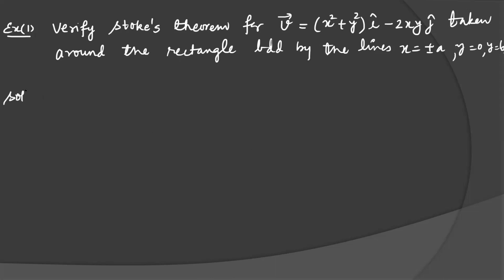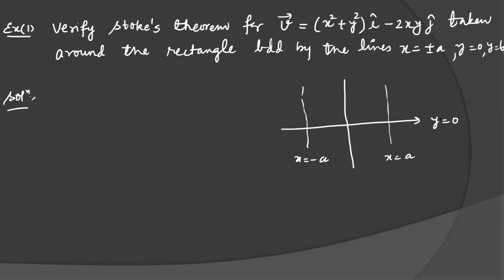Let's see the solution. If you see carefully, it is in two-dimensional actually, in xy plane. So it's a problem of Green's actually, but Stokes theorem is generalized form. Every Green's theorem problem actually can be solved by Stokes theorem because Stokes is more general. So if you see the geometry here carefully, x equal to minus a line, x equal to plus a line, y equal to 0 line, y equal to b line. This is your y-axis, this is your x-axis. This is the bounded region.